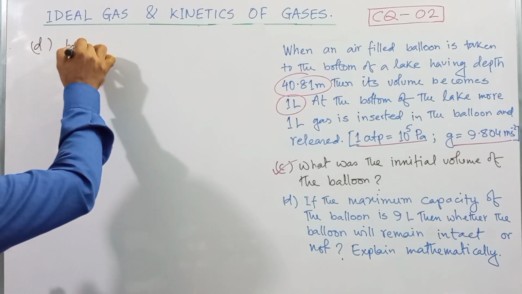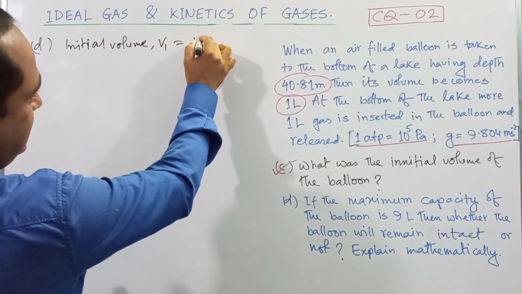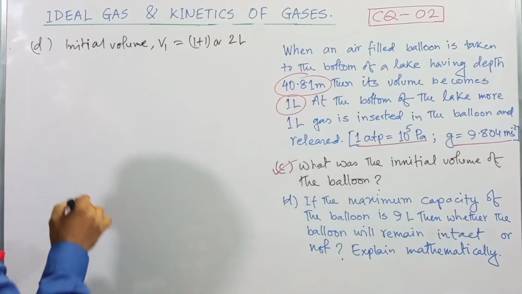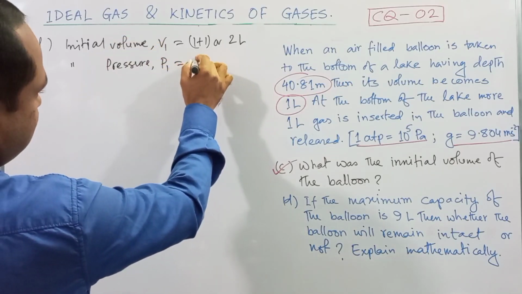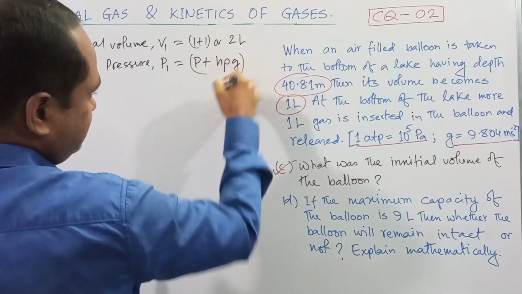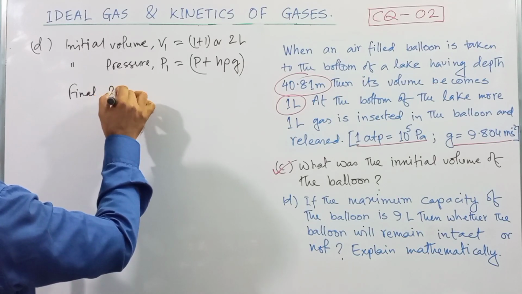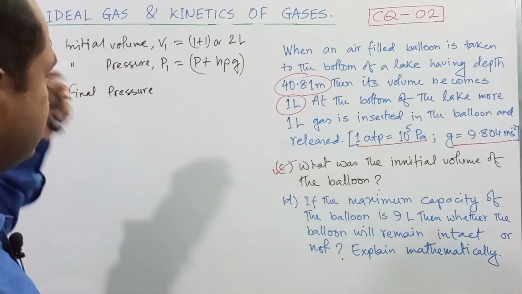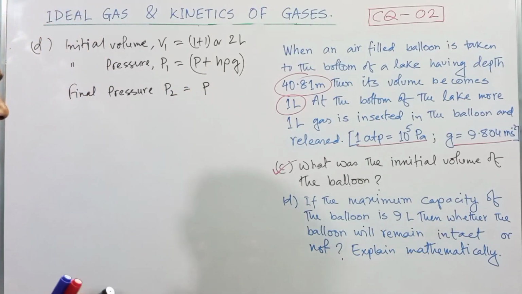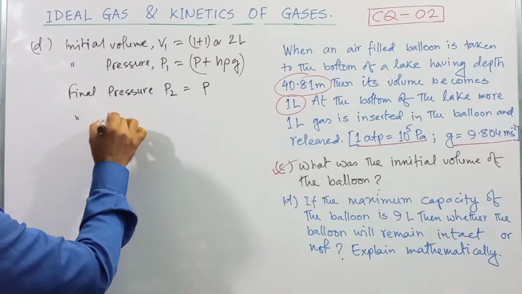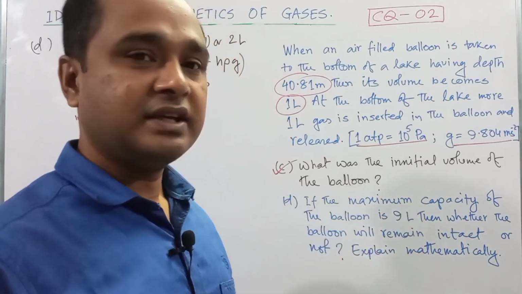Here the initial volume V1 is equal to 1 plus 1, or 2 liter, right? So initial pressure, which is denoted by P1, we can write P1 is equal to P plus H rho G. Okay. Here final pressure means pressure at the top of the lake. If denoted by P2, so P2 is equal to P only, because there only the atmospheric pressure exists. So final volume V2 is equal to what? First we have to determine the value of V2, then we will compare the volume with 9 liter.